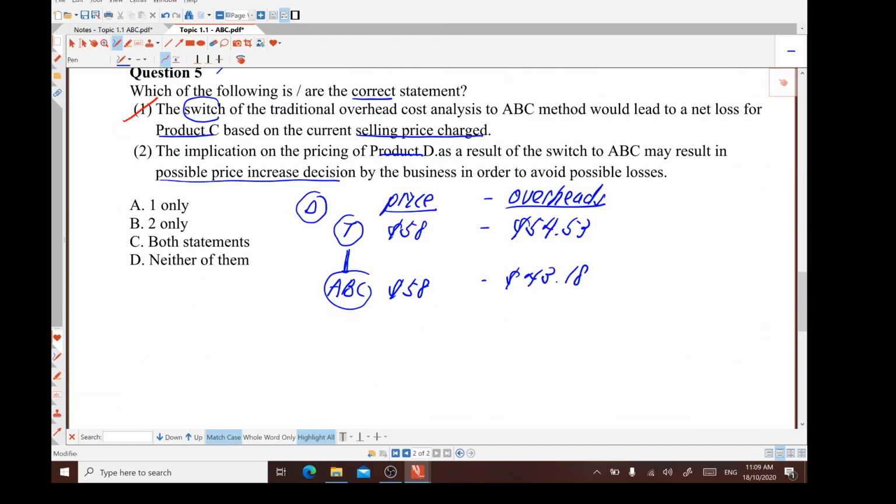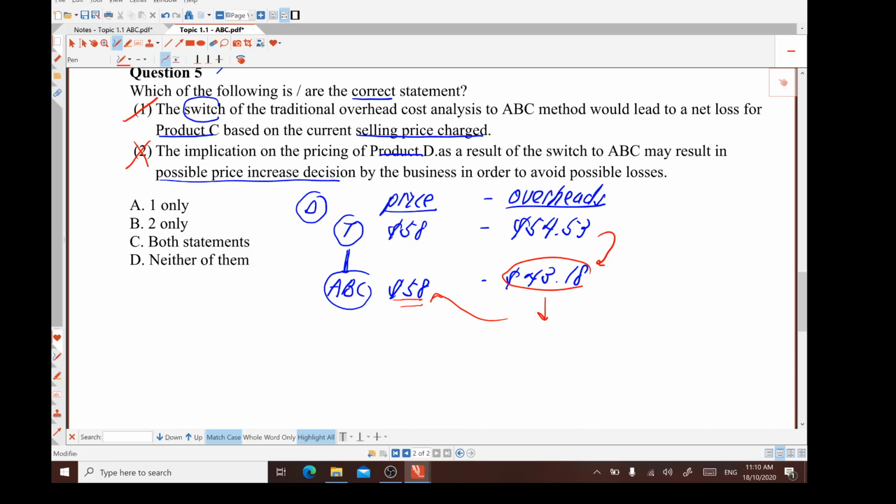Now, ladies and gentlemen, if you're seeing this, you should understand that when you switch to ABC, the cost in a way has dropped. So when the cost has dropped, do you think this would trigger any change to the selling price? I don't think so. With the current $58, they are making better profit than the earlier situation, because the traditional overhead cost itself was much higher than this. So I don't see any need for a further price increase.